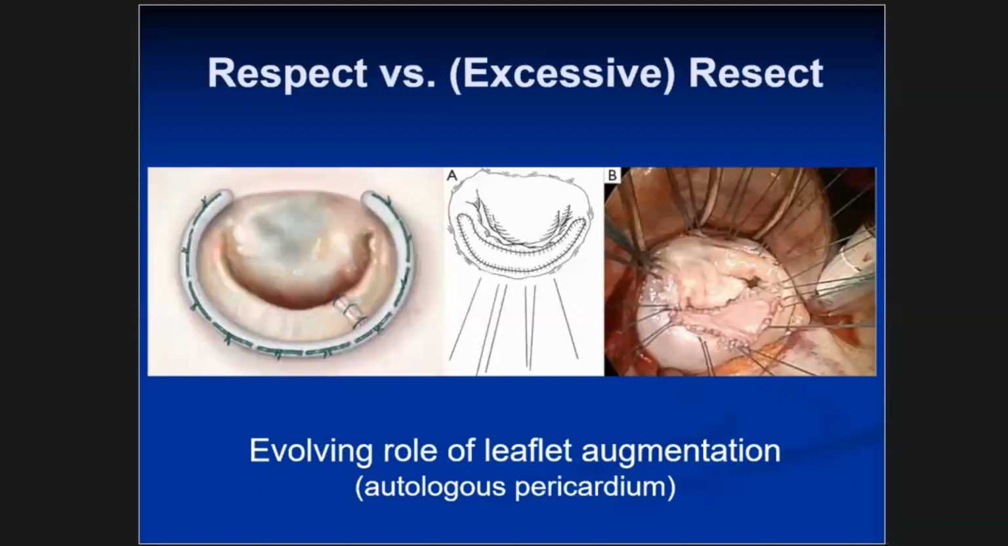But also there is an evolving role for augmenting the leaflet, not just resecting it. So one can do this, for example, for chronic perforations, or in some patients with perhaps 3B pathology, where there's retraction of the posterior leaflet, to create more normal physiological surface areas and more coaptation.